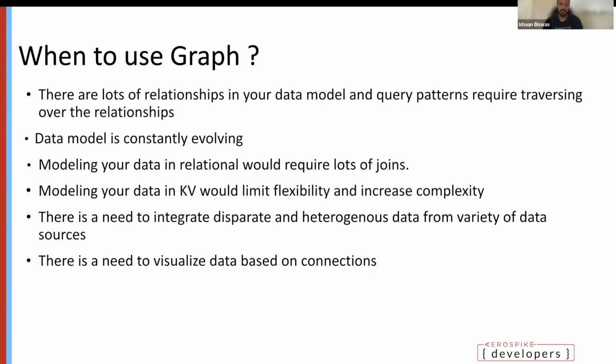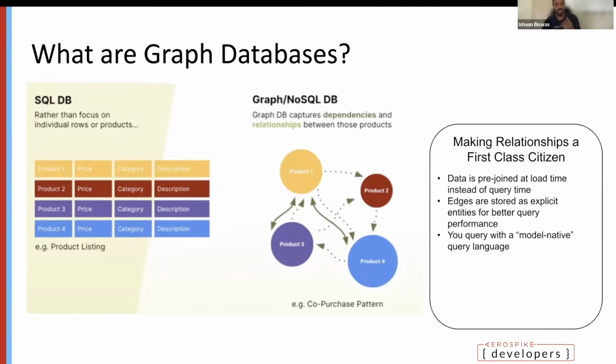The other really good thing about graph databases is that you can query the data with a model-native query language. What that means is the way you think about the graph data model and the way you think about your application and how it's using graphs, your queries very closely mimic that thinking. So you don't have to do a translation between how you're thinking about your data versus how you're accessing the data in the database.